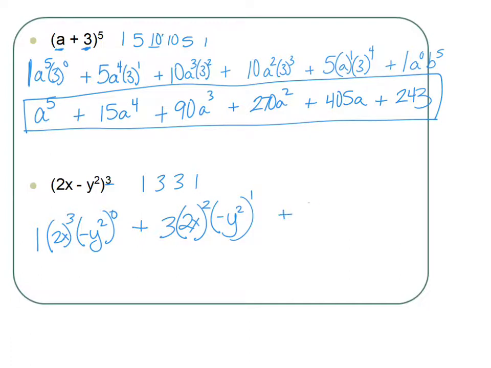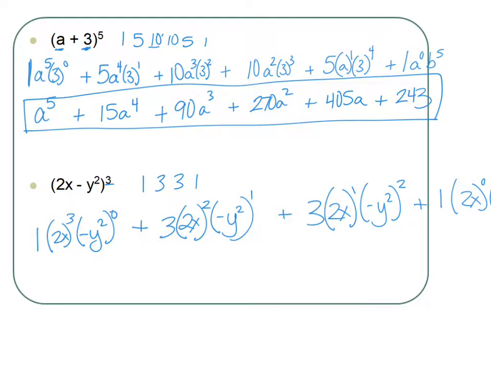Plus Pascal's number, 2x is now to the first power, negative y squared is now to the second power. Plus one more term, I've got a 1. The 2x is now going to be to the 0, while the negative y squared is to the third power. Now we write that, and now we're kind of cleaning it up and multiplying what I can.